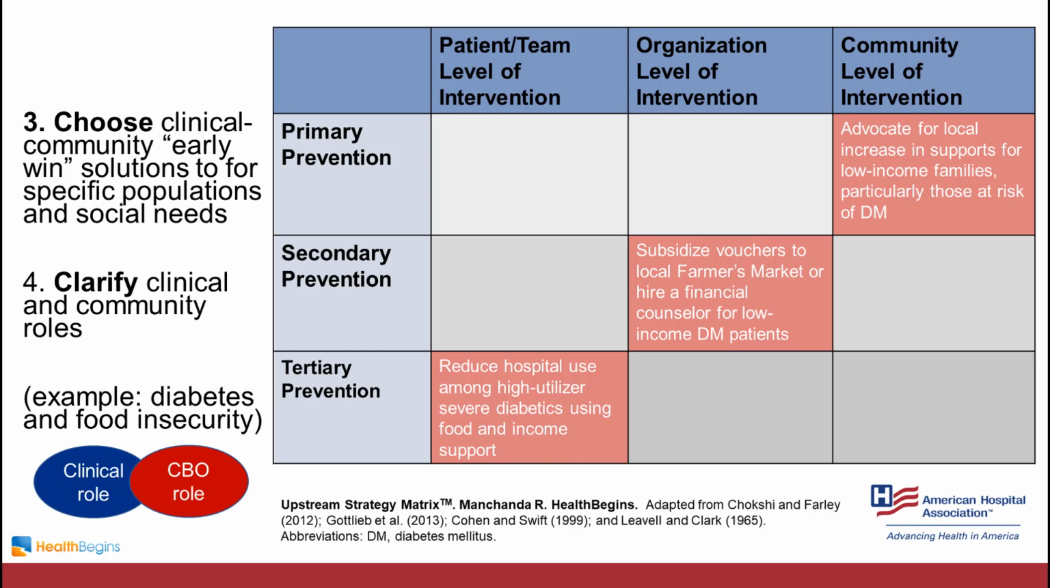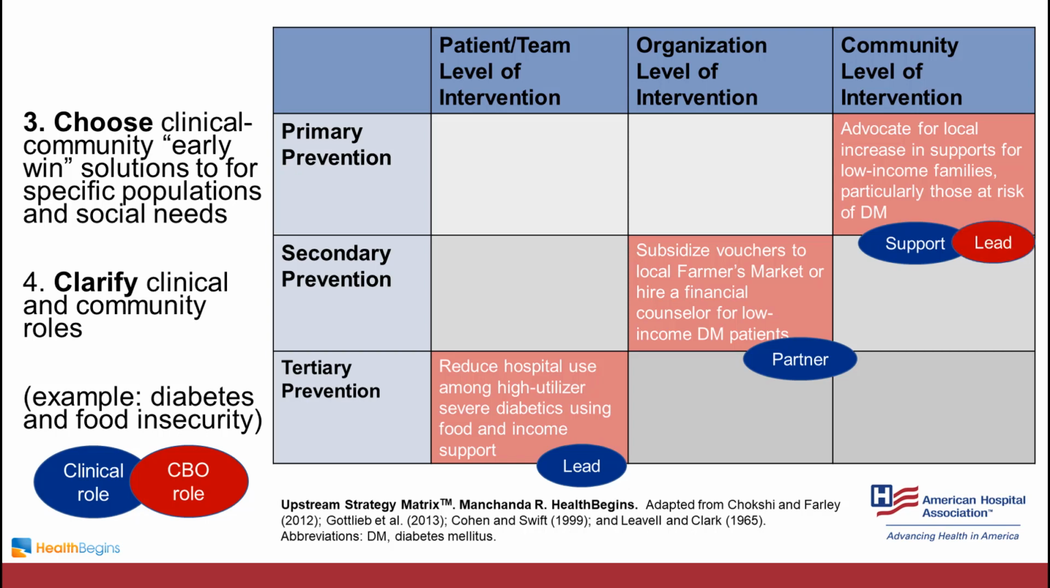And you might be asking yourself an important question, which is, this seems like a lot, especially outside of the traditional role of a physician. And this is where the important element comes in of being able to choose early wins, because it's not just about identifying what successes you might have, but more importantly, to clarify what roles the clinical partners, the physician leaders in your hospital specifically, will have, and what roles the community organization will have. Where will you lead? Where can you partner? And where can you support as clinician leaders? And more importantly, where can the community-based organization lead, where can they partner, and where can they support?